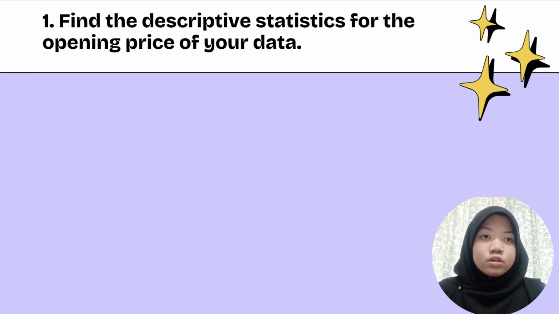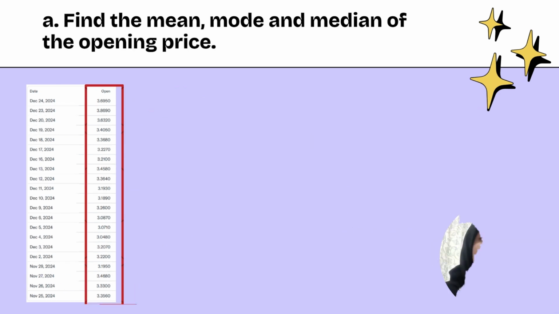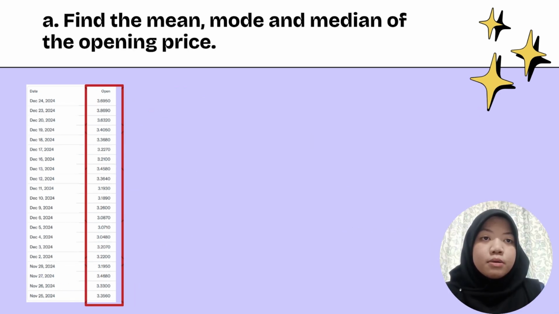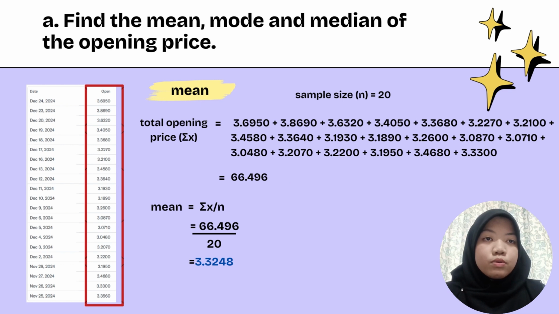Today I would like to present question number 1, which is to find the descriptive statistics of the opening price for your data. For A, find the mean and median of the opening price. First we have to total up all the opening prices, where we got the answer 66.496. For the mean, we use the formula summation of x over n. N is the sample size, which is 20. So 66.496 over 20, we got the answer 3.3248.